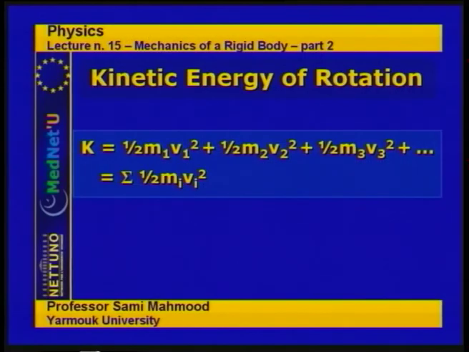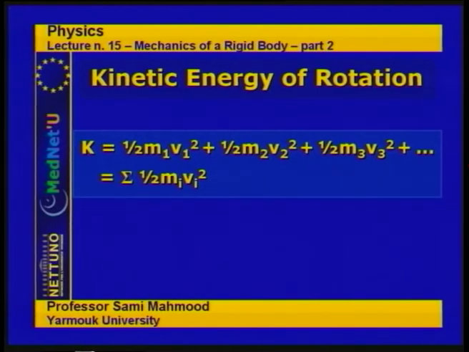Thus, if we divide the object into particles, and we assume that the first particle in the body has mass m1 and velocity v1, the second has mass m2, velocity v2, and so on, we know that the velocities of these different particles are different because these particles are located at different locations with respect to the rotation axis. So we calculate the kinetic energy for each particle, we sum it over all the particles in the body, and then we can get the kinetic energy of that rotating object.